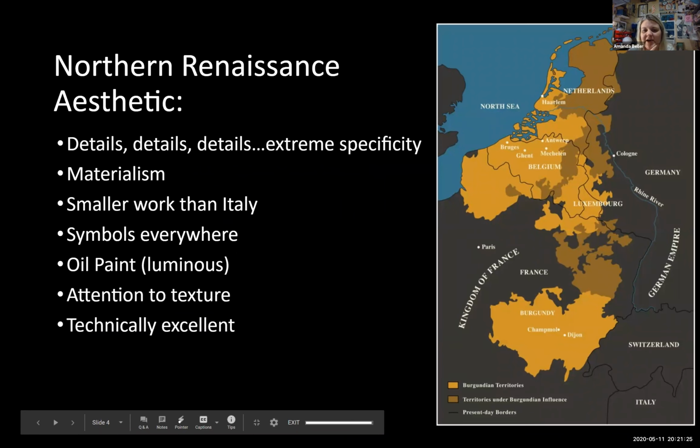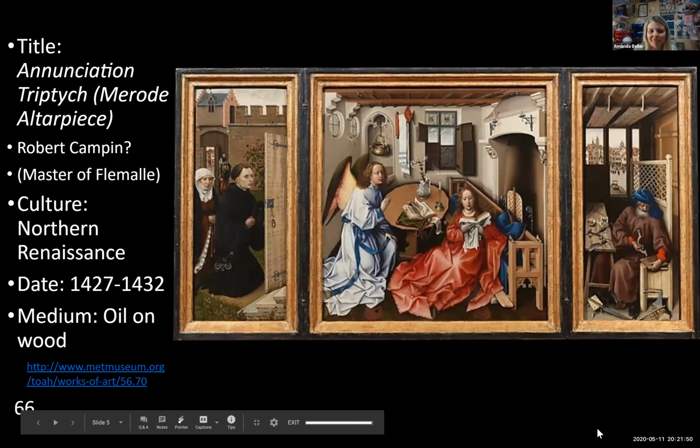Northern Renaissance, what do we expect? Tons of details, right? An emphasis on surface, an emphasis on texture, materialism, decorative qualities of painting. This is where oil paint comes alive. Tons and tons of symbols, technically excellent, and smaller work than Italy. What if y'all got an FRQ about the Annunciation triptych, the Merode altarpiece? You would kill it. It would be great. So y'all know I love this piece.